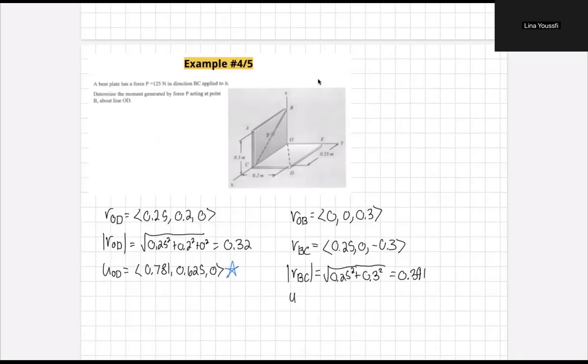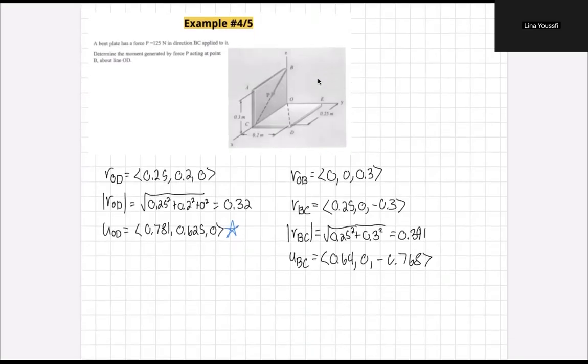And then we're going to use that magnitude to find the unit vector, which gives us 0.64 in the X, 0 in the Y, and then negative 0.768 in the Z. And finally, we can multiply the magnitude of that force P, which is 125 newtons, by the unit vector to get the vector format of the force P. And this gives us 80.02 in the X, 0 in the Y, and negative 96.03 in the Z. So we've got our 3 important vectors, and then we can set up our cross product.